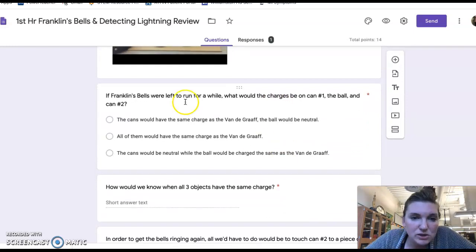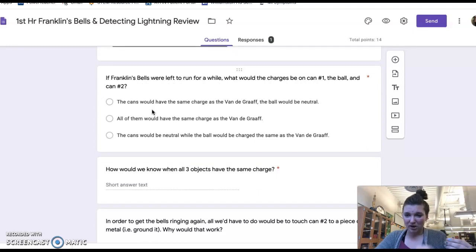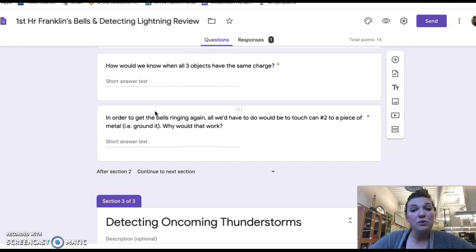So if Franklin's bells were left to run for a while, what would the charges be on can 1, the ball, and can 2? Eventually, that charge would all even out. There would just be a huge positive electric field all the way around the Van de Graaff machine, including the cans and the ball and the other can, because that ball keeps transferring that charge over. So they would all have the same charge as the Van de Graaff. How we know when all 3 objects have the same charge is they're going to stop moving. That movement is only to balance out the charges, but if they all have the same charge, then they're all kind of basking in that same charge.